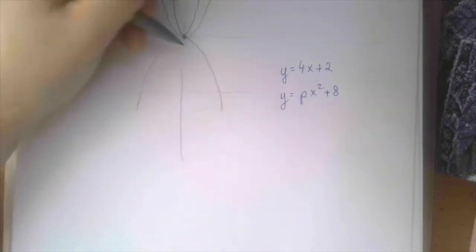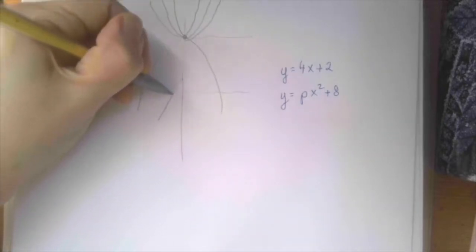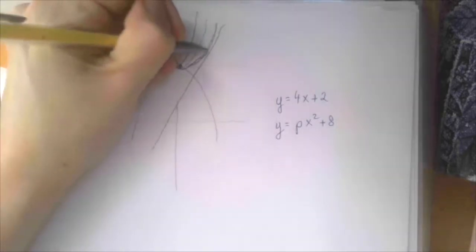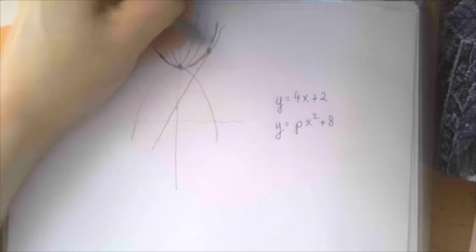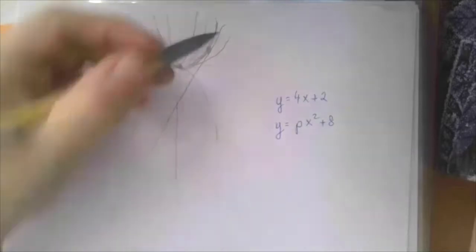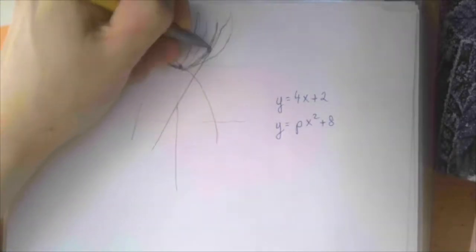This is for negative values of P. And here is the line 4x plus 2. And we have to find the value or values of P that produces this connection. Sometimes the line could miss the parabola. Sometimes we could have two intersection points. So we just need the tangent line here.